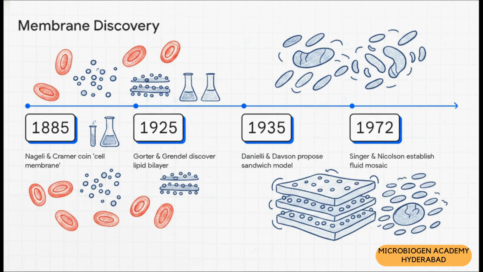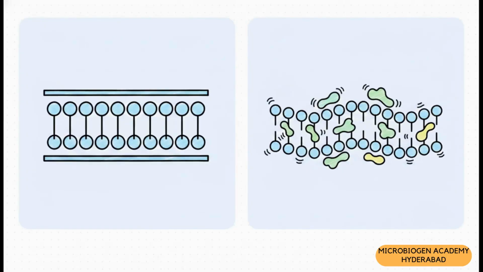Then, in 1935, Danielli and Davson proposed their sandwich model. And finally, in 1972, Singer and Nicolson established the model we still use today. This whole timeline brilliantly illustrates how science improves over time. Just contrast those last two models. The 1935 Danielli-Davson sandwich model envisioned this really rigid, solid structure. They thought the membrane was a completely locked-in protein-lipid-lipid-protein sandwich.